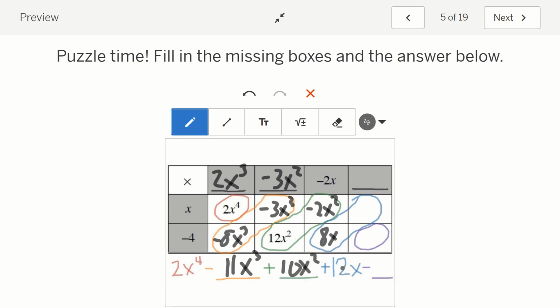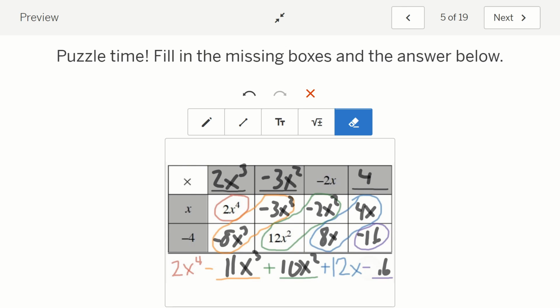And now I've got my hint here. This needs to add up to 12x. I've got the 8x, which means this must be 4x. And now that I have the 4x, now I can say x times what would give me 4x. And negative 4 times positive 4 is negative 16. And so on that little purple blank down there, we would have negative 16. Oh, I doubled the negative there. They put the minus sign in for us. Here we go. Okay, so that's our puzzle.